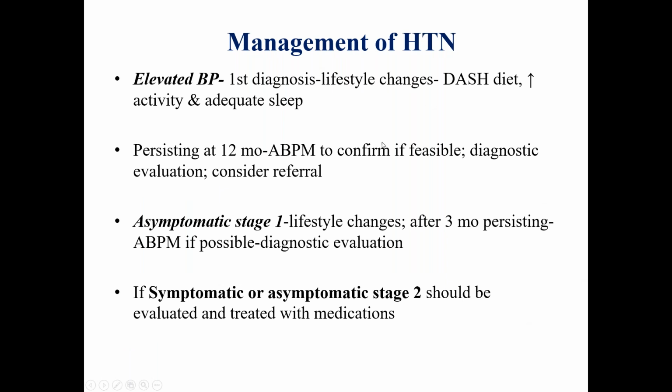So how do we manage these patients? Well, if the patient just presents with elevated BP and we screen them for renal diseases and all that is normal, then the first thing you should tell this child is lifestyle change. And the dietary approaches to stop hypertension, or DASH diet, is essentially what is recommended for most patients who present with elevated BP or stage 1 asymptomatic hypertension.